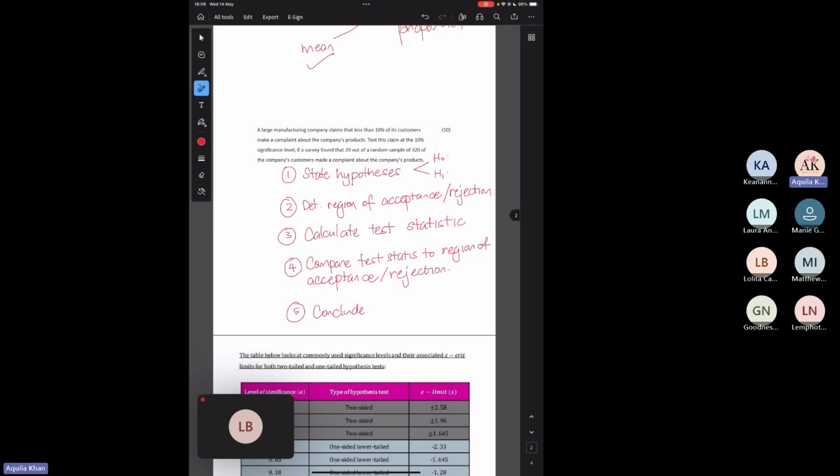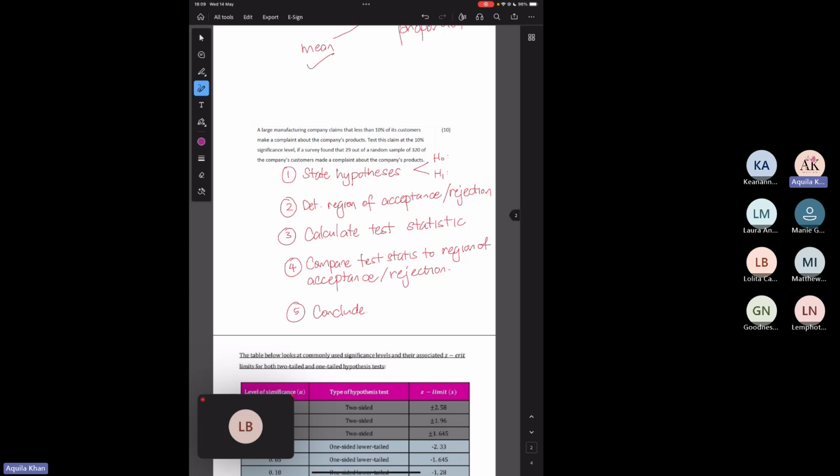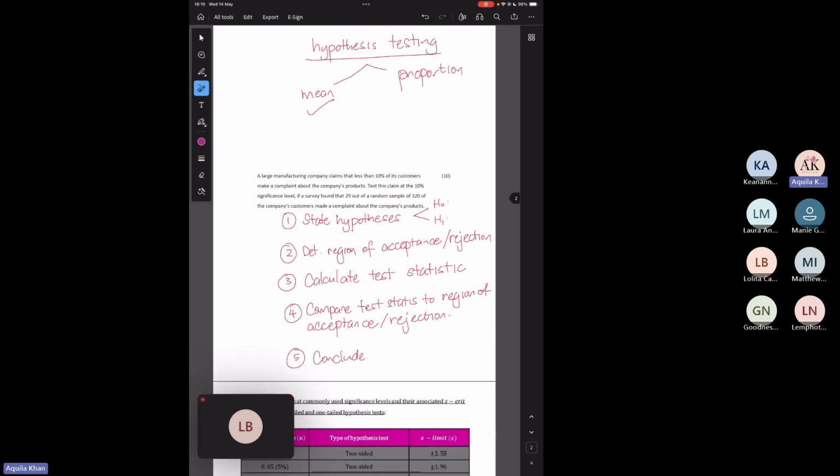Where the difference does come in is, firstly, and I'm just going to change the color of the writing here so we can see where the difference comes in. With step 1, when you write out your hypotheses, and I did mention this last week, the symbols we use for a proportion are slightly different to the symbols that we use for a mean. When we work with the proportion, the symbol pi refers to the population proportion, and the small letter p refers to the sample proportion. So we're going to work with these symbols here.